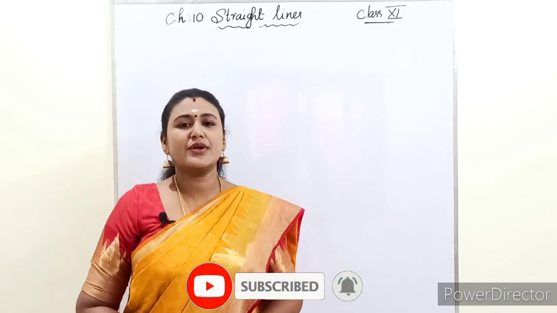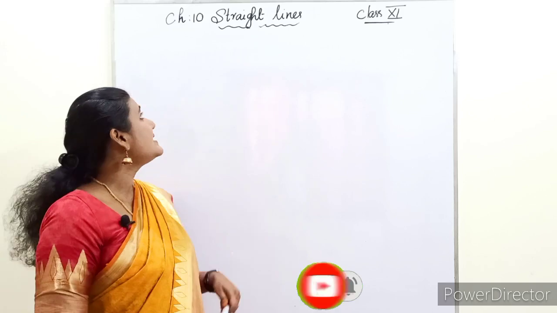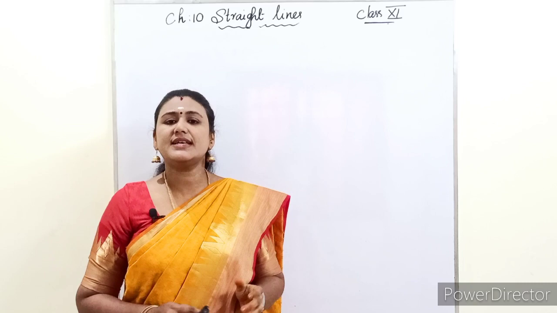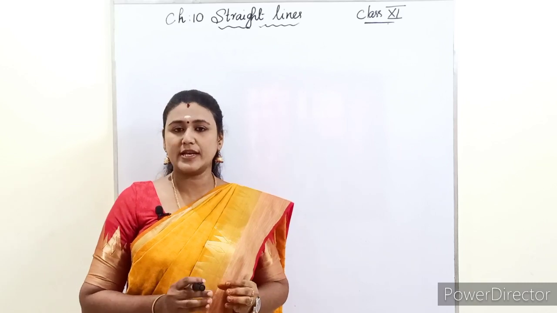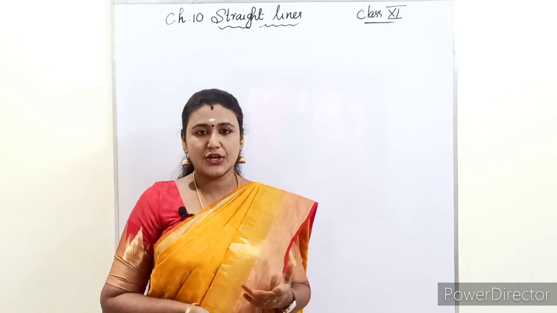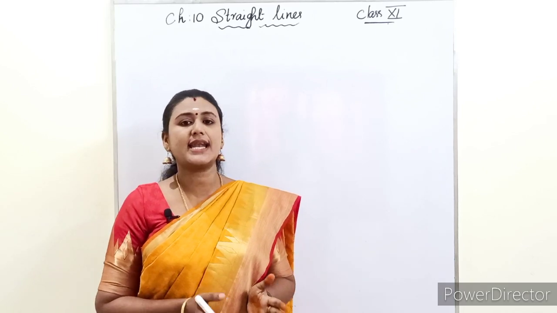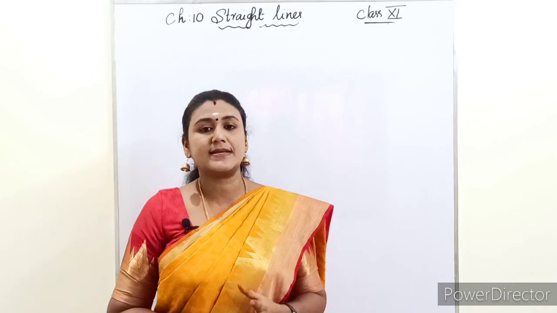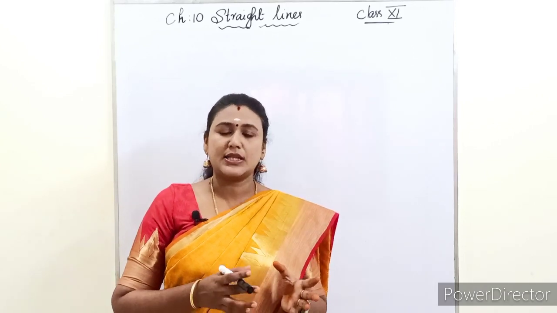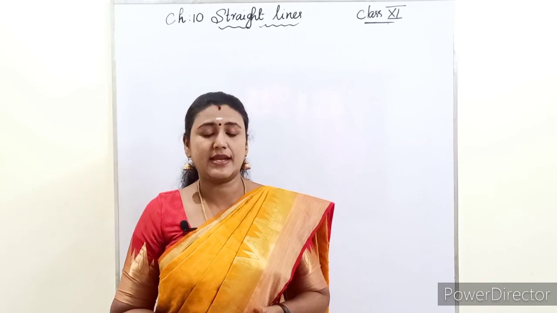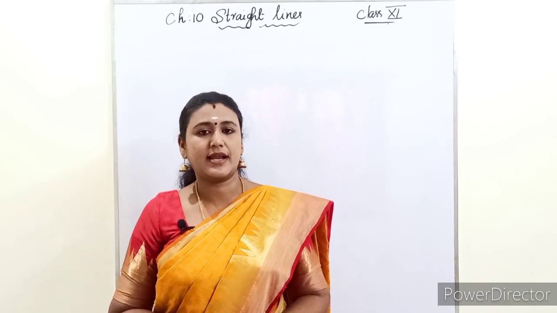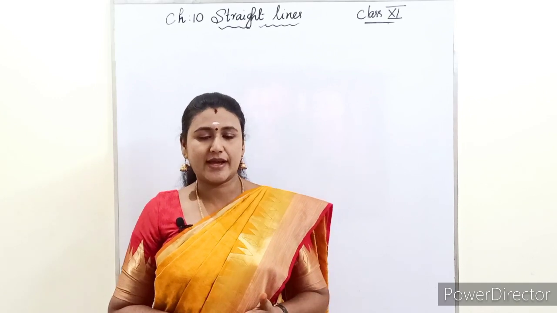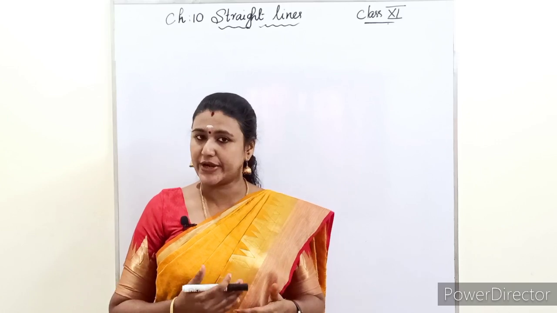In today's class we are going to learn a new chapter, chapter 10, straight line of class 11. Actually this chapter is a continuation of the concept coordinate geometry which you have studied in your earlier classes, like in class 9 and 10. So what are the important concepts we have studied there? The coordinate axis, coordinate plane and plotting of a point in a plane, distance between two points, section formula, area of a triangle. So all these concepts we have already studied.